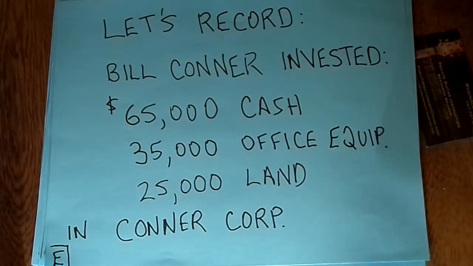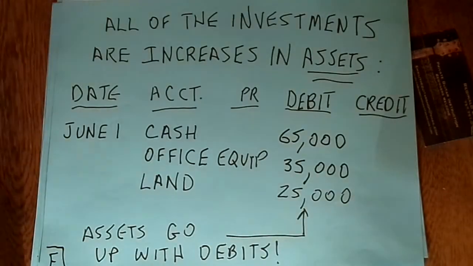Okay, you're probably ready at this point to consider the first transaction. So let's imagine a case where Bill Connor invests 3 things in his new business. He invests $65,000 in cash, $35,000 in office equipment, and $25,000 worth of land. So the $65,000 is probably actually cash in a bank account. The $35,000 probably represents an amount that Connor paid for office equipment. And $25,000 probably represents an amount he paid for land. He's going to put these all in the Connor Corporation. Let's look at how we record the assets themselves.